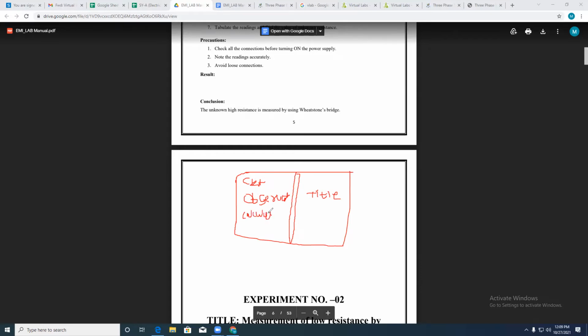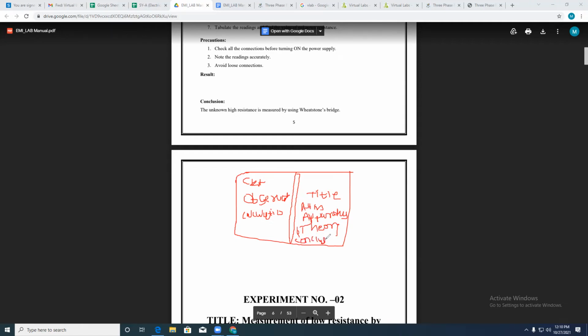Is there calculations? No, calculation will come in this. Title, aim and apparatus come on the right side page. Apparatus should be on right side only. Then what is that? Theory, or procedure and theory. Procedure and theory we can write down, and at the end there will be the conclusion.